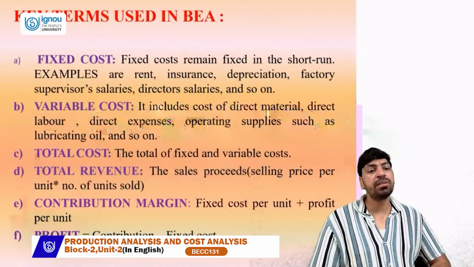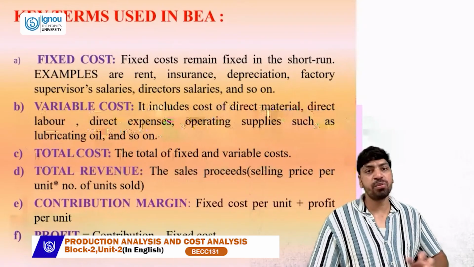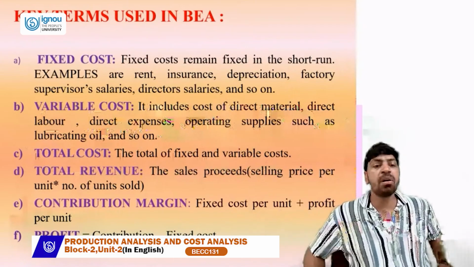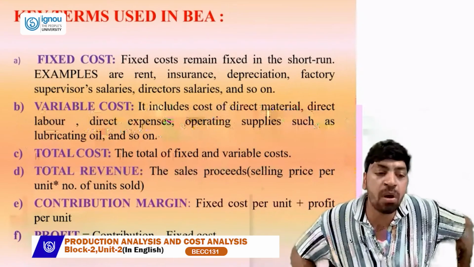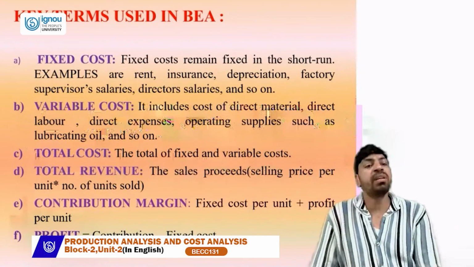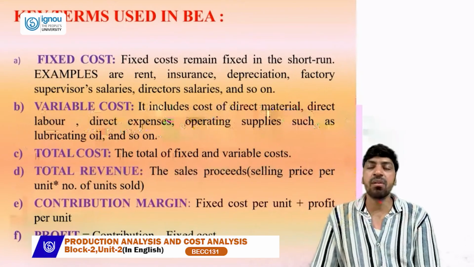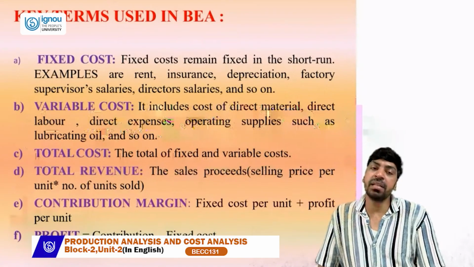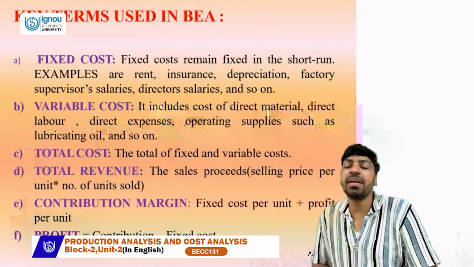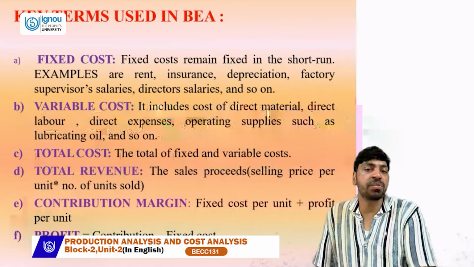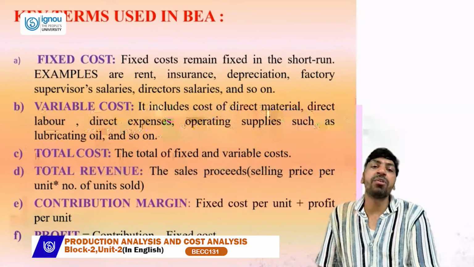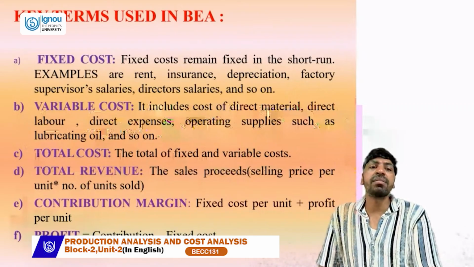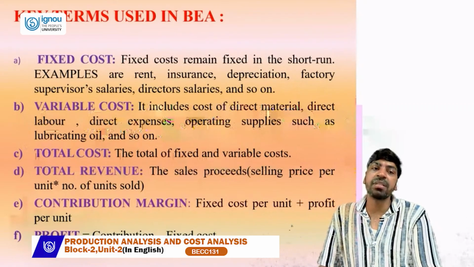These are the terms used in the break-even analysis: fixed cost, variable cost, total revenue, contribution, and profit. Fixed cost will always remain fixed in the short run, but it could have several changes in the long run. For example, rent, insurance, depreciation, factory supervisors' salaries, directors' salaries, and so on.